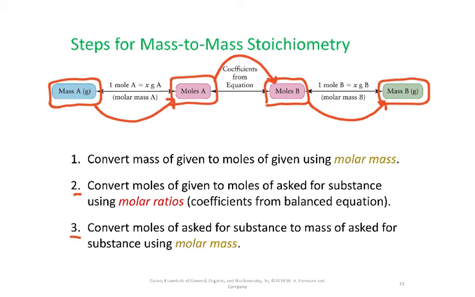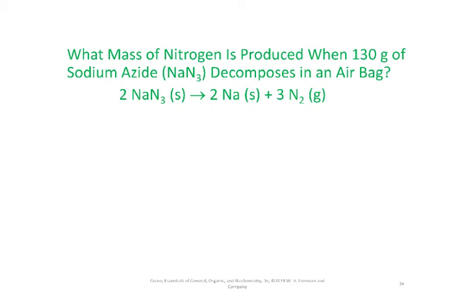All right, how about an example here? So sodium azide is in your airbag, and it can undergo a very fast decomposition into sodium solid, and it produces a bunch of gas, nitrogen gas. So that's how your airbag fills up. So what mass of nitrogen is produced when 130 grams of sodium azide decomposes in an airbag according to this balanced equation?